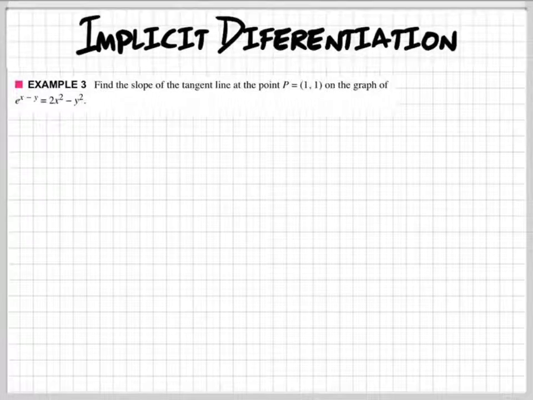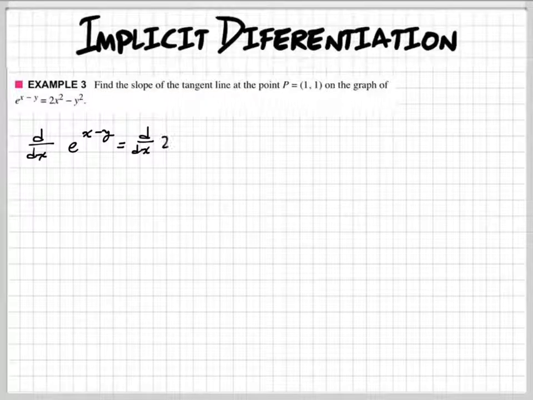So we're going to take the derivative with respect to x of e to the x minus y. And on the other side, we're going to take the derivative with respect to x of 2x squared, and the derivative with respect to x of y squared. Now remember, y is a function of x, and so when we take the derivative of this guy, we have to do something special with him. We'll do the left side first, just because, left, right, whatever.